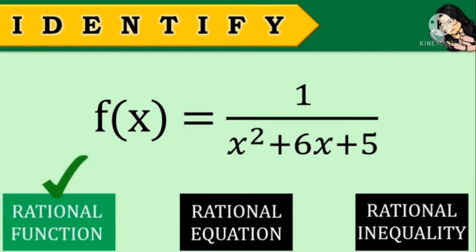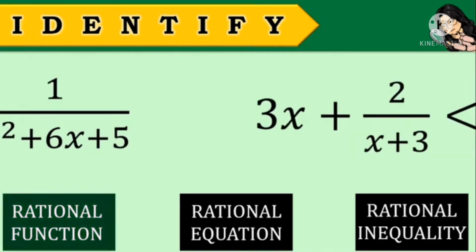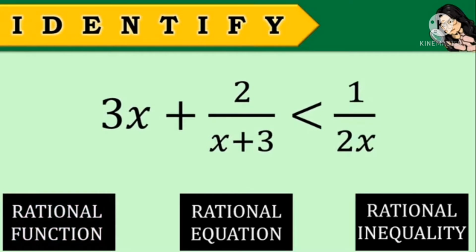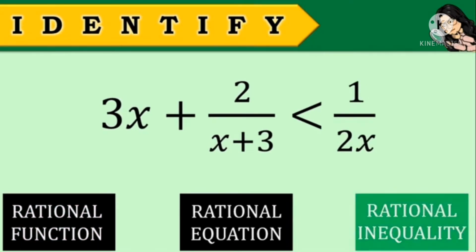Very good. Why? Because you have here f of x, and you also have the ratio of your p of x. Here you will have p of x is equal to 1, and this will be your q of x, which is x squared plus 6x plus 5. Now well done. Let's proceed to another example. How about this? Go ahead. This is an example of a rational inequality.